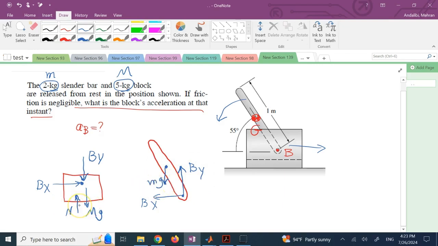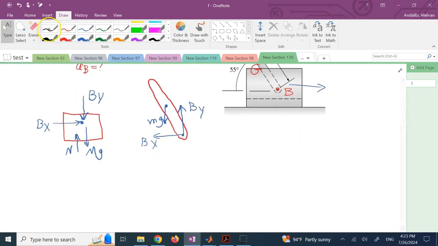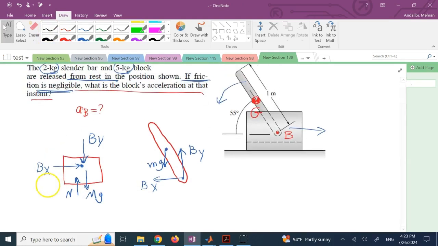Okay, so here we neglected the friction as the problem says. So the system is released from rest and the friction is basically negligible. So these are your FBDs. And each FBD has some equations, and we're going to go with the traditional XY.